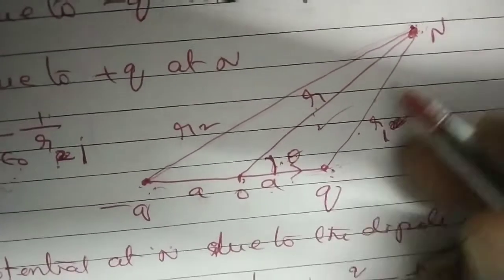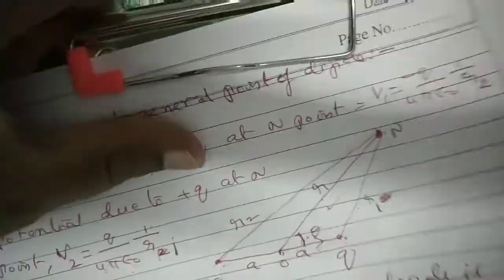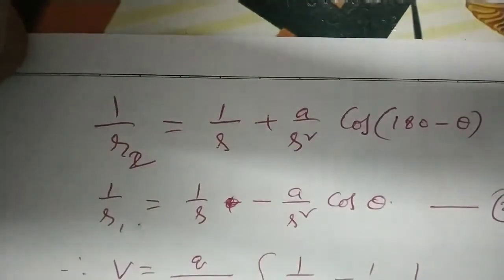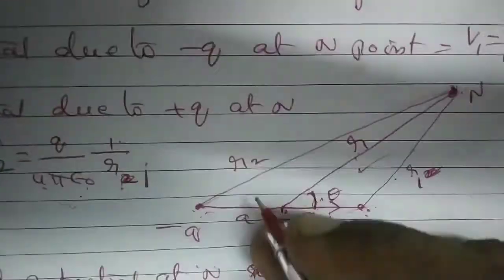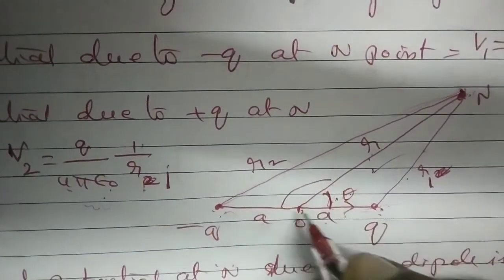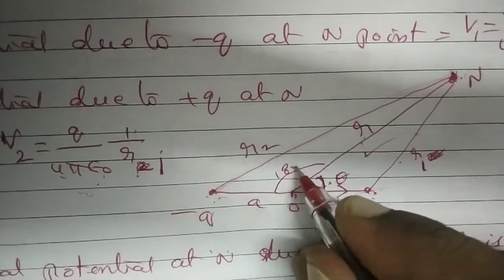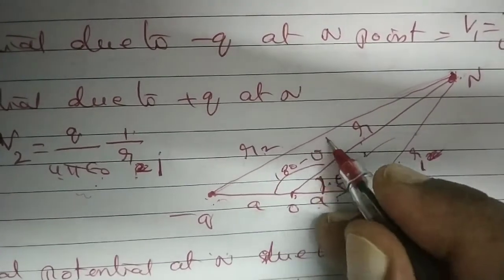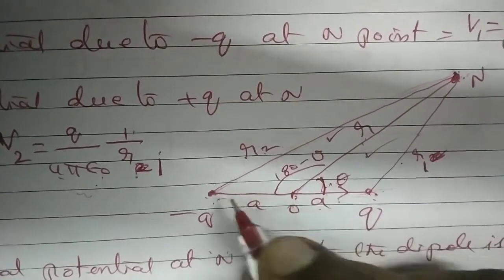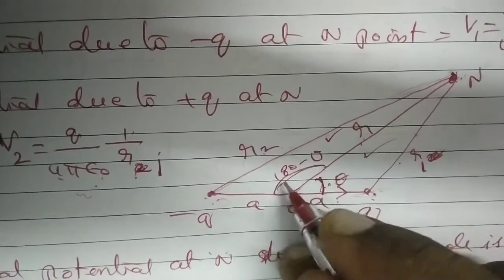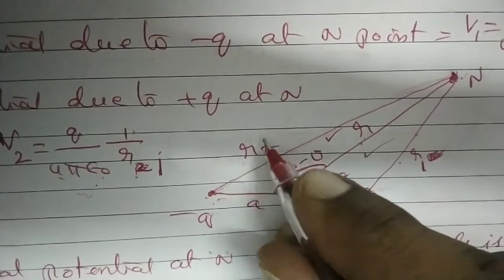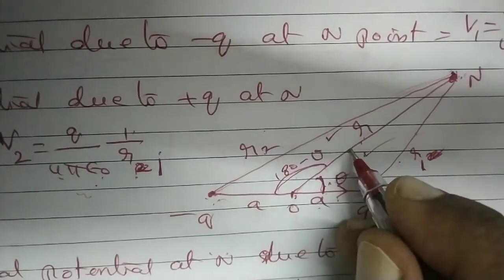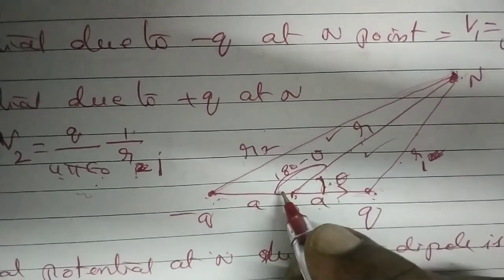So we have found 1 by r1, which is needed here. Now we are finding 1 by r2. R2 is this side. Here the angle is how much? If this angle is theta, this will be 180 minus theta. This side is R2, this side is A, and this side is R. So here also there is a triangle, with one side R, one side A, and one side R2. The angle is 180 minus theta, so the side opposite to this angle is R2. So R2 square must be equal to A square plus R square minus 2RA cos of 180 minus theta. That is what I wrote here.